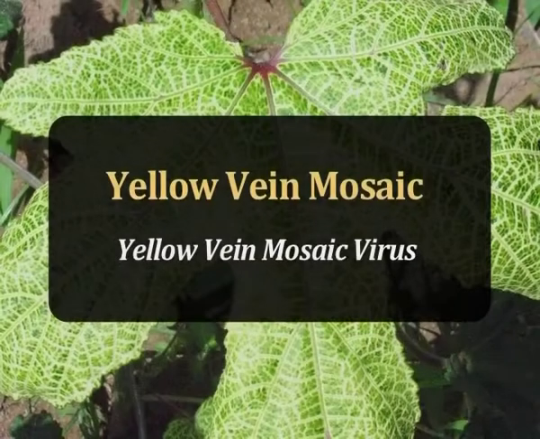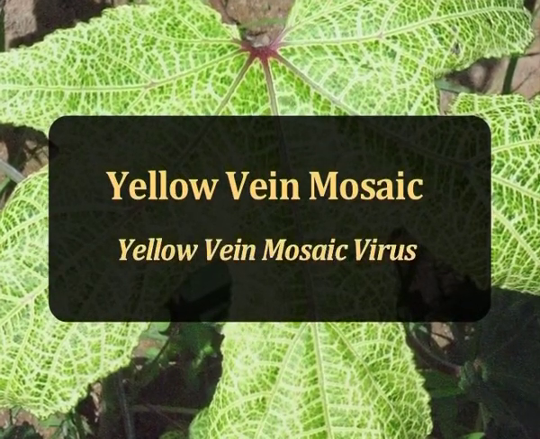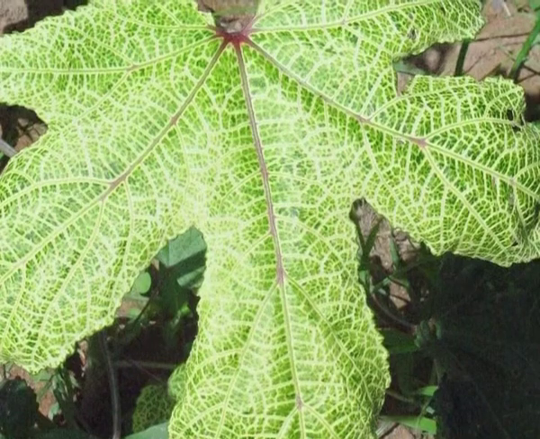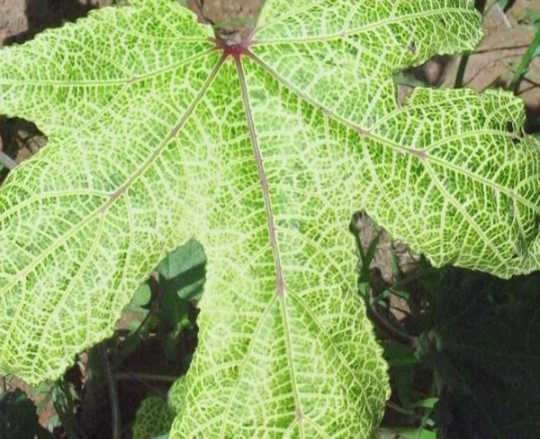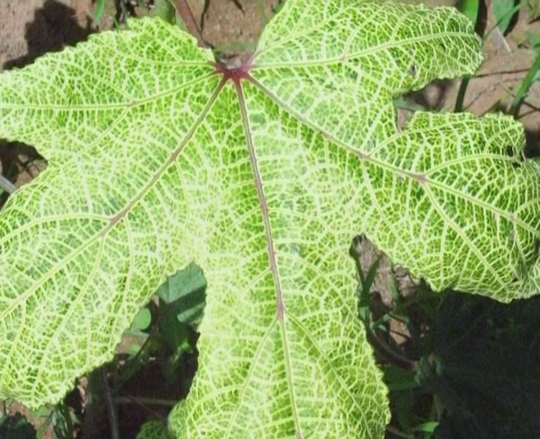Next is the yellow vein mosaic. It is caused by yellow vein mosaic virus. Coming to the symptoms of the disease. This is most important and destructive viral disease in Bhindi. The disease is transmitted by whitefly. The characteristic symptoms of the disease are a homogeneous interwoven network of yellow veins enclosing islands of green tissues.